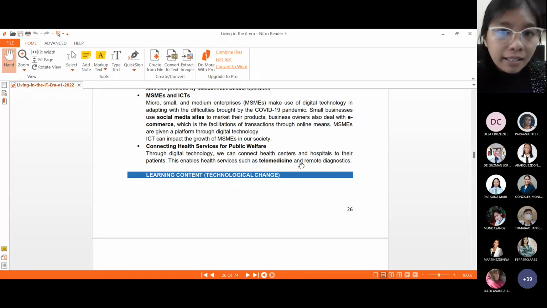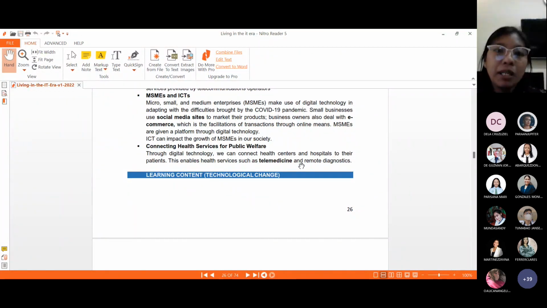Okay, MSMEs and ICTs, micro, small, and medium enterprises make use of digital technology in adapting with the difficulties brought by the COVID-19 pandemic. Small businesses use social media sites to market their products. Business owners also deal with e-commerce, which is the facilitation of transactions through online means. MSMEs are given platform through digital technology. ICT can impact the growth of MSMEs in our society.